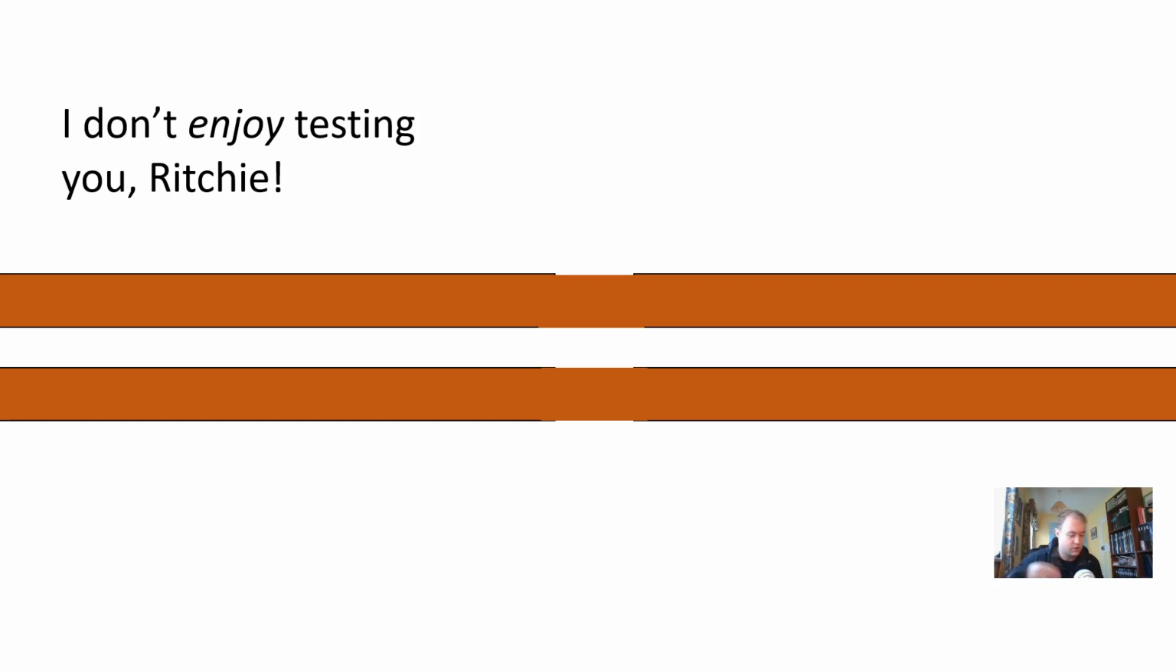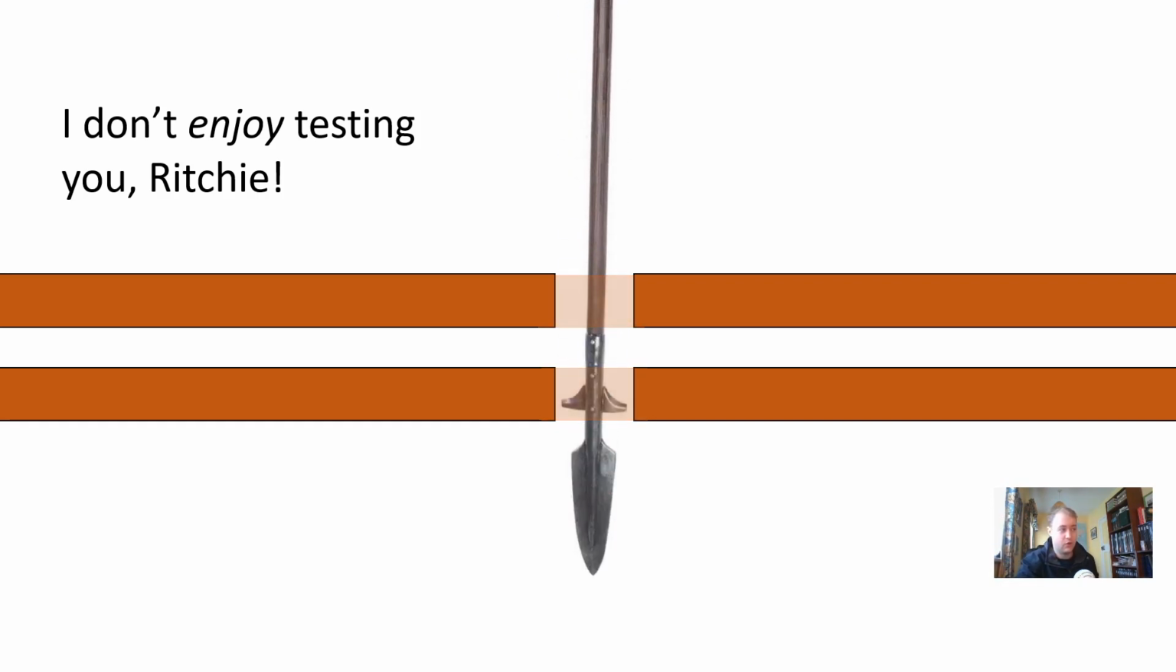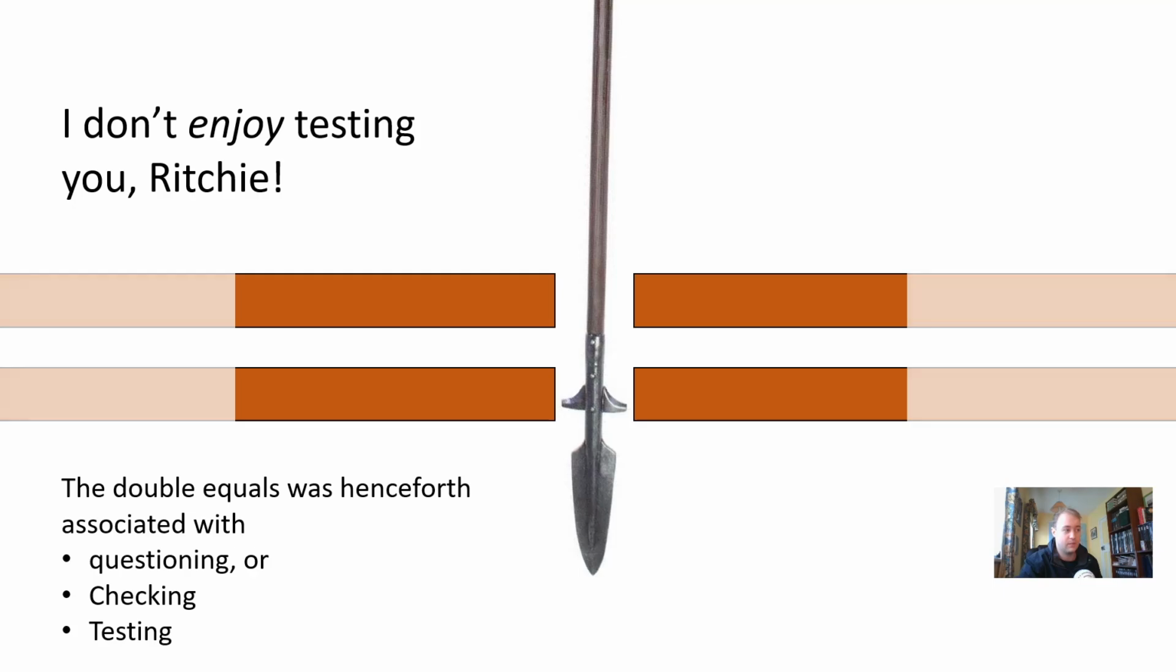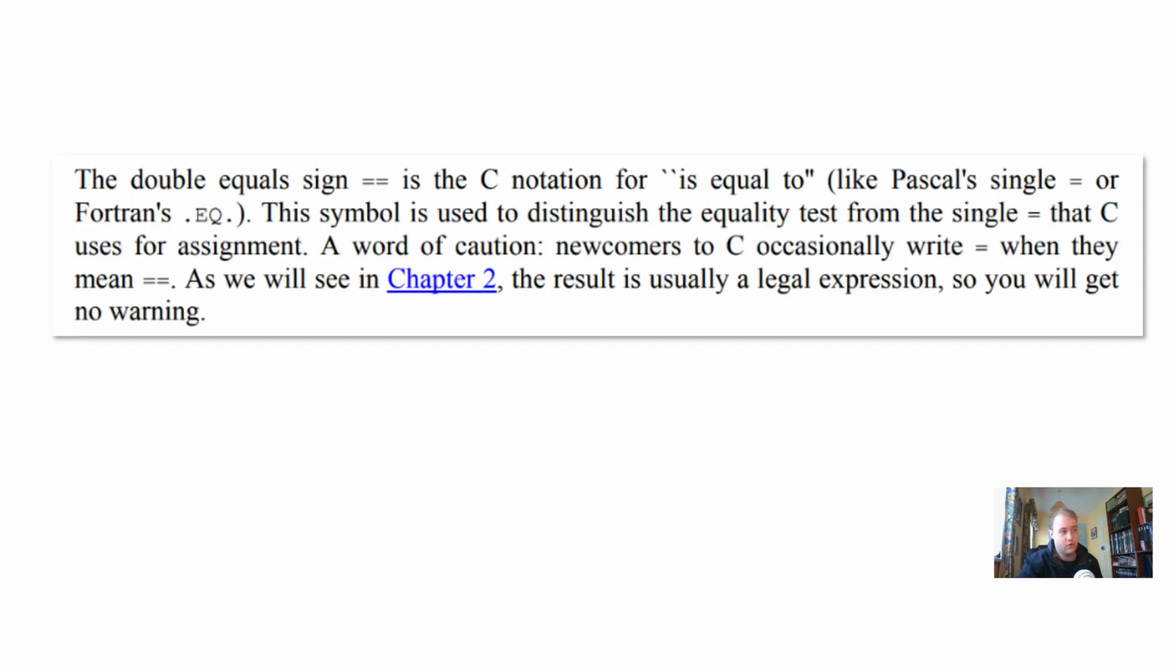And things just got more and more heated. I'm going to ask you questions every day. I don't like testing you, he eventually had to say. And he got so fed up that there was a pole nearby, a tall pole used for opening the high-up windows in the office, and he actually threw it across the room at Ritchie, and it went into the wall behind him and made a hole, something almost like a spear going through the two layers of the wall like that. And ever since, Ritchie associated that shape, the double equals, with questioning and checking and testing. Not a true story, but the double equals sign, it's a test.